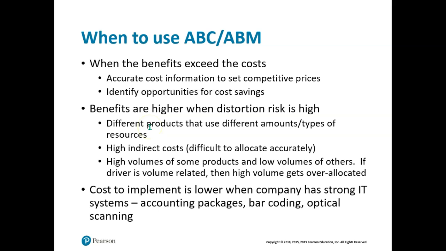So the benefits are highest when the distortion risk is high, because different products use different amounts and types of resources. High indirect costs, okay, if you've got high overhead, it's very difficult to allocate it accurately. Okay, we do our best, but nothing is ever going to be perfect. So that's a real management problem. High volumes of some products and low volumes of others. If the driver is volume related, then the volume gets over allocated. That's the trouble. So the cost to implement is lower if they've got strong IT systems. Okay, so if you've got accounting packages, barcoding, optical scanning, it's a lot cheaper to implement these systems. Okay, otherwise it's very, very expensive.